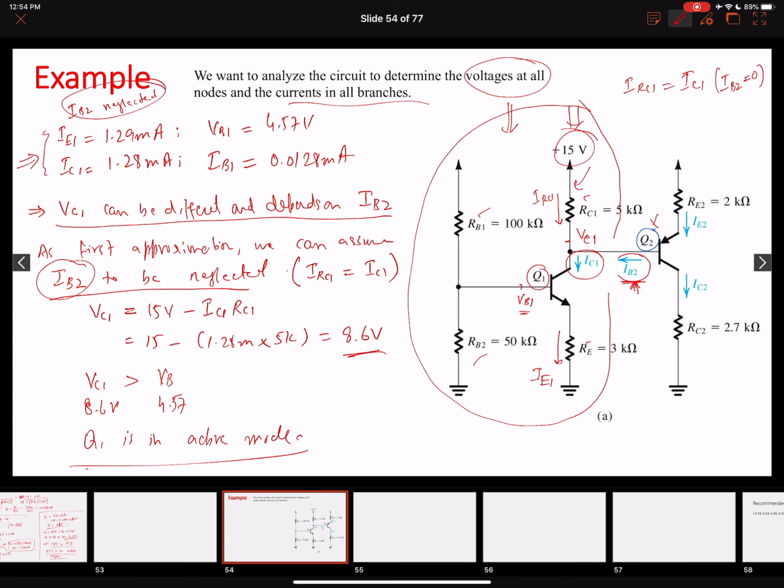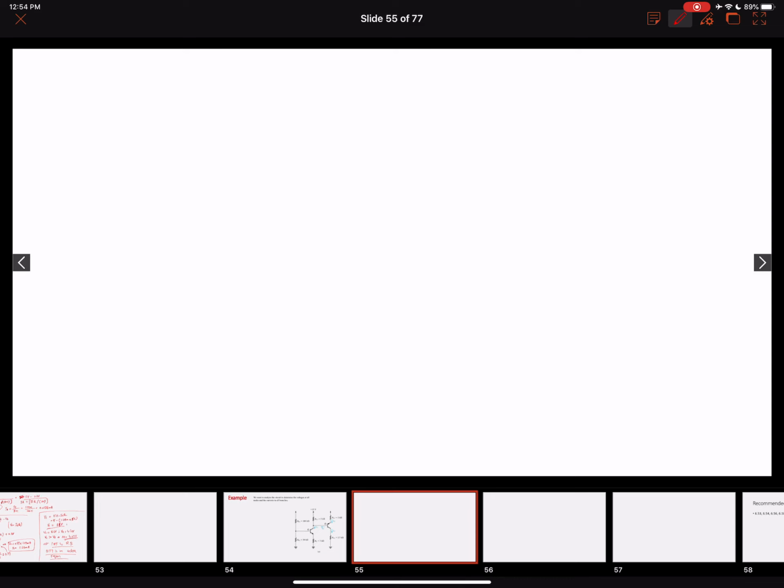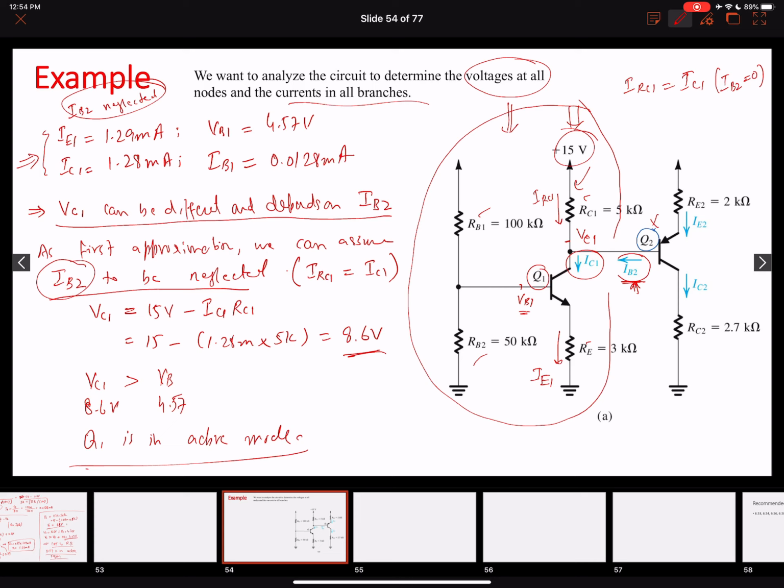The next thing we need to do is, considering still IB2 to be small, find the node voltages and node currents of transistor Q2. Please note that our transistor Q2 is a PNP transistor, right? Our collector voltage is here, our emitter voltage should be here, and our base voltage should be here, VB2. Now let's find the emitter voltage, VE2.